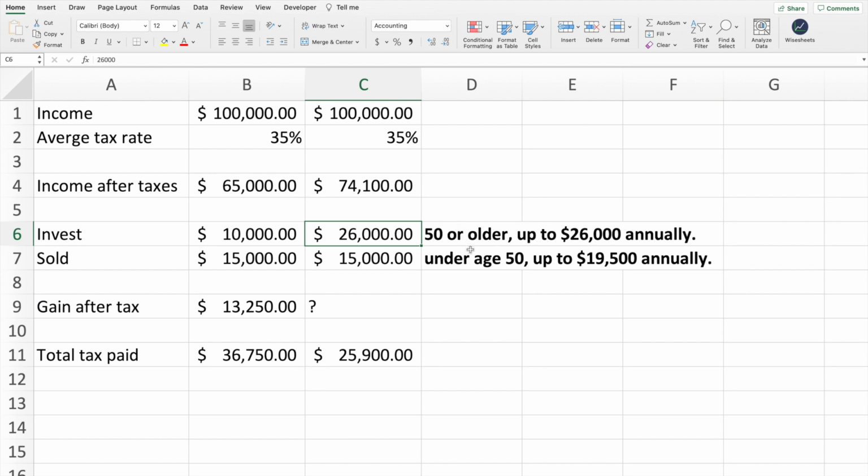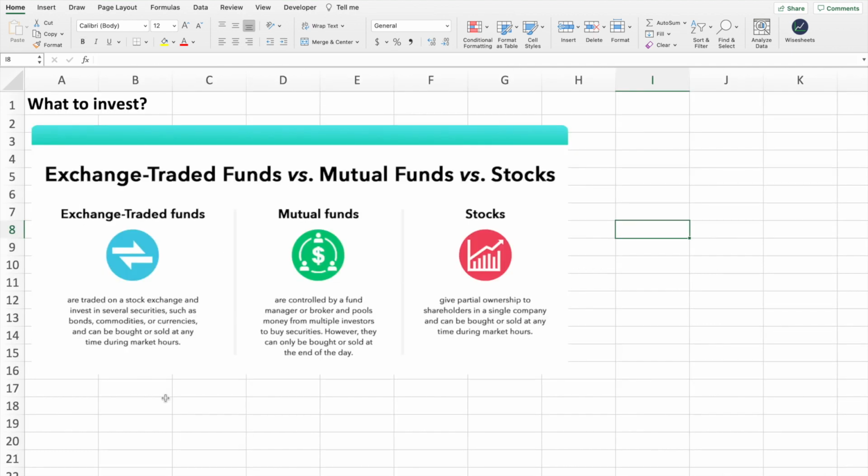Now, if you're under the age of 50, the amount that you can contribute or invest decreases a little bit. So in this case, you can only contribute up to $19,500.